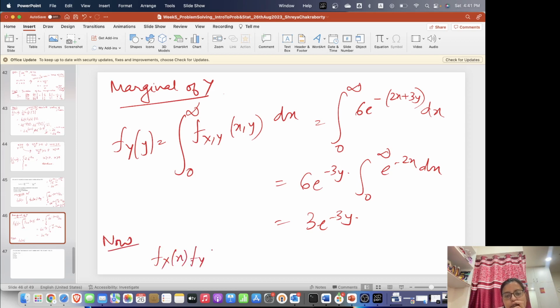Now f_X(x) into f_Y(y) equals 2 e to the power minus 2x into 3 e to the power minus 3y, which is equal to 6 e to the power minus (2x plus 3y), which is equal to f(x,y). Therefore, x and y are independent.